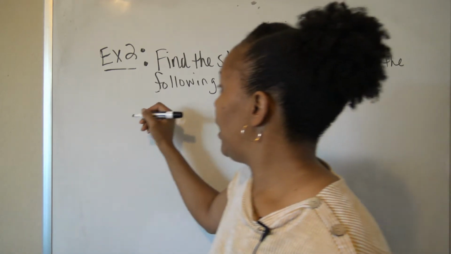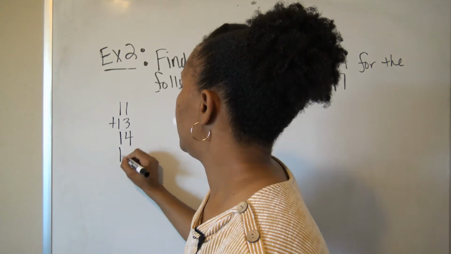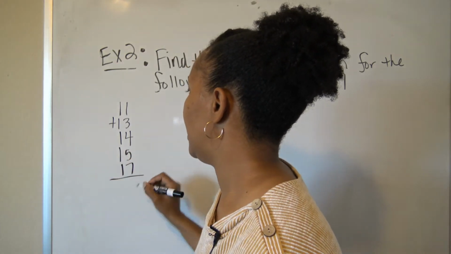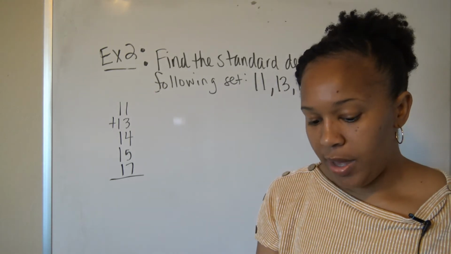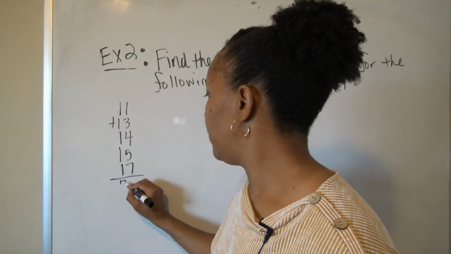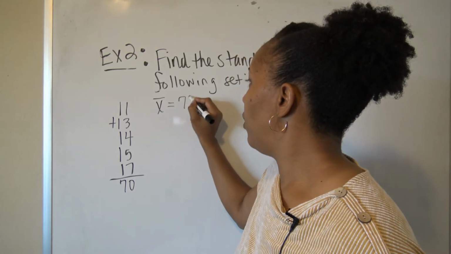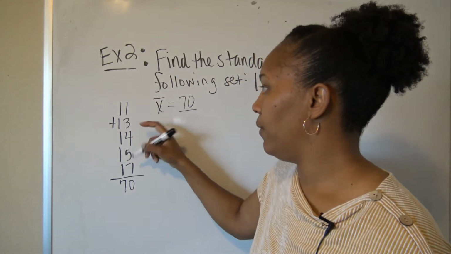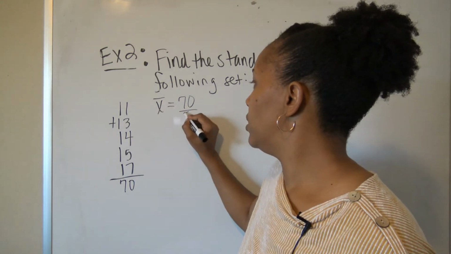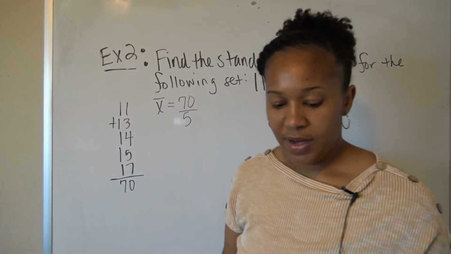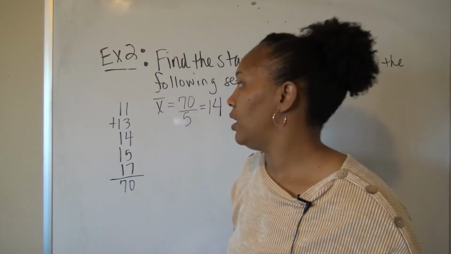So that means I need to add 11 plus 13 plus 14 plus 15 plus 17. I need to add those all up. And when I add those all up, I get a total of 70. And so in order to find the mean, which is x bar, it will be 70 divided by the number of numbers, and there are 1, 2, 3, 4, 5 numbers. So 70 divided by 5 is equal to 14. So the mean of the data set is 14.